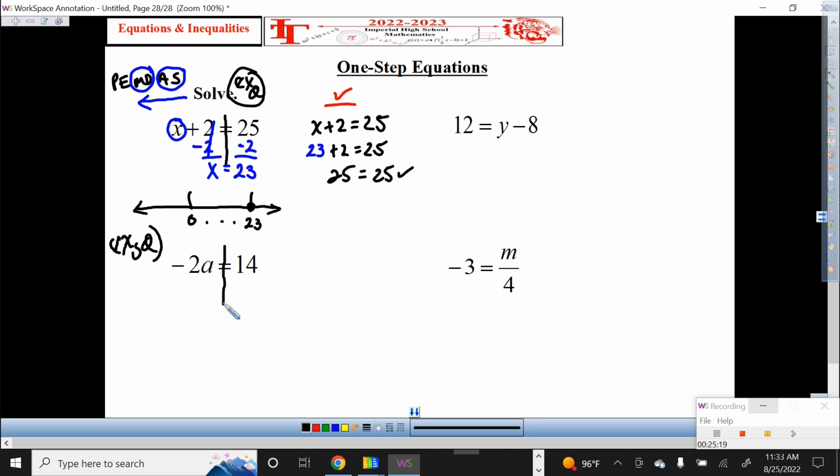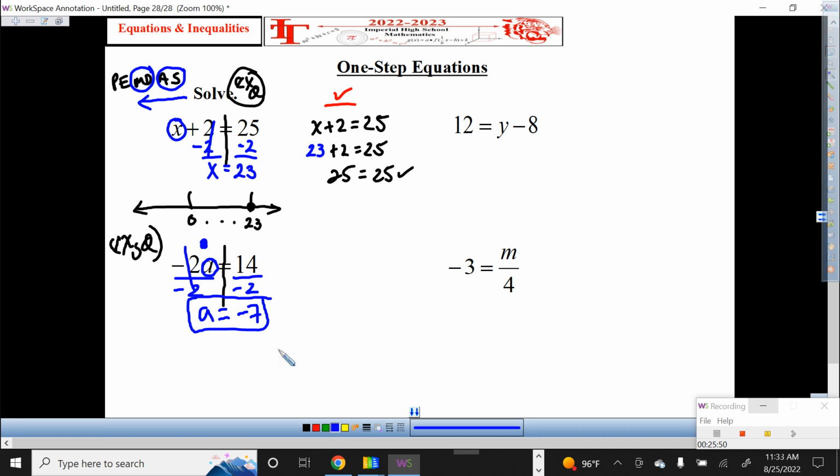Pretty good, right? Question. Can I simplify the left side anymore? No. How about the right side? No. So let's go to step 2. Isolate the variable. So circle the variable that we need to leave by itself. What operation is happening between the 2 and the a? So what is the inverse? Divide by negative 2, divide by negative 2. A equals negative 7.